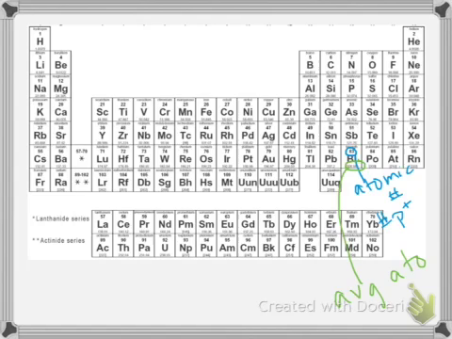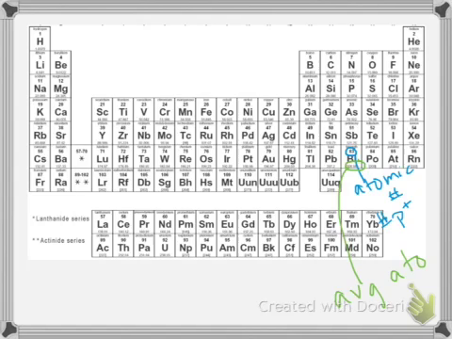The atomic number is equal to the number of protons, which you should have learned about today. It's always equal to the number of protons. Now in neutral atoms, it's also equal to the number of electrons, but we can never tell just by looking at the number of protons if we're working with an atom or an ion.